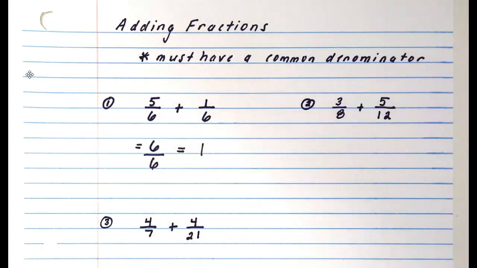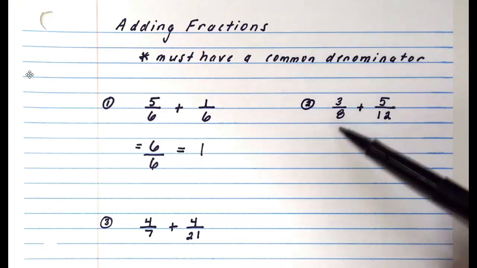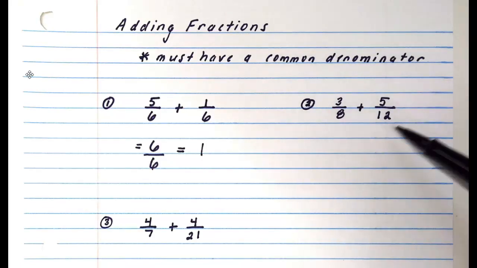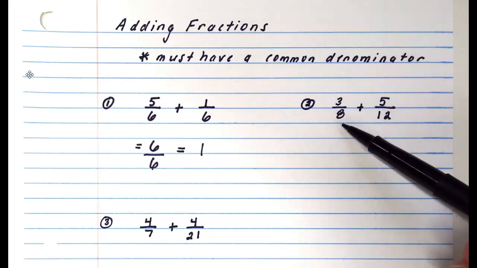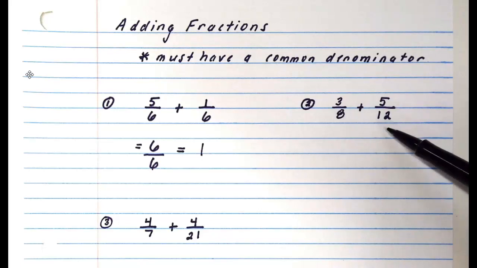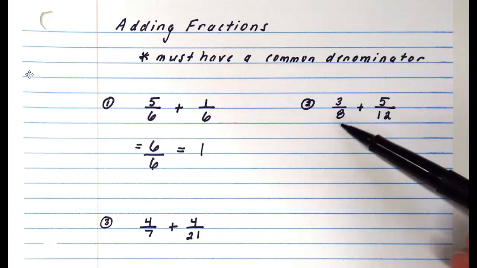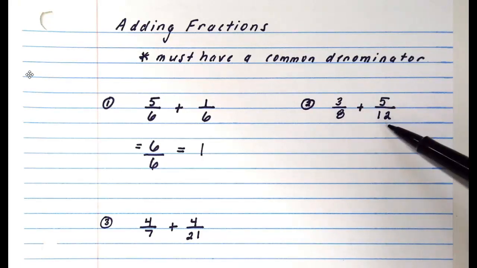Now that's the best case scenario when you have a common denominator. So let's move on to a case where there isn't a common denominator. In question 2, it's 3/8 plus 5/12. So we have an 8 in the denominator on the left and a 12 in the denominator on the right. So this is where we need to look for multiples of 8 and multiples of 12 and find their least common multiple, meaning the number that both of these numbers go into.